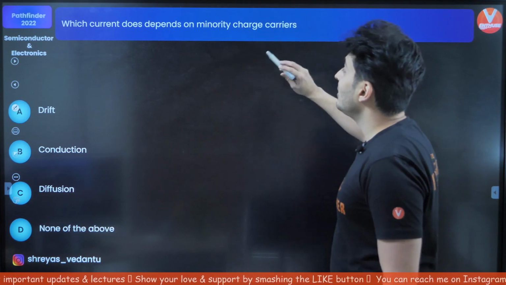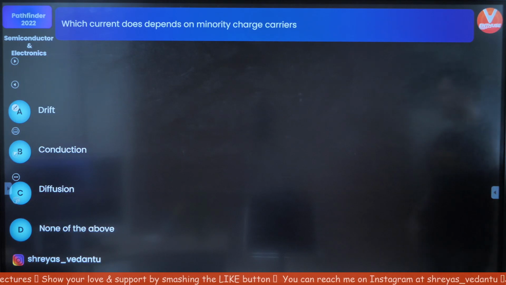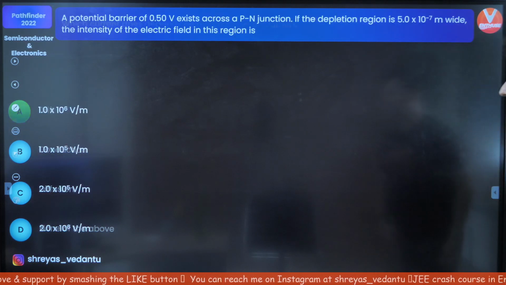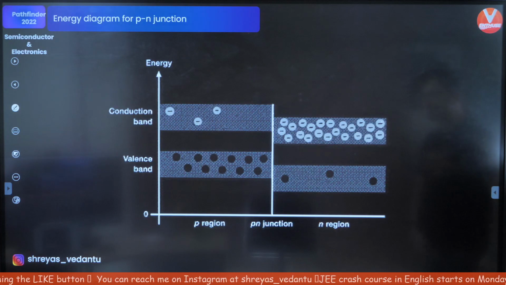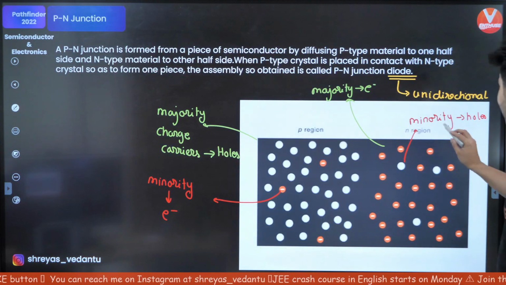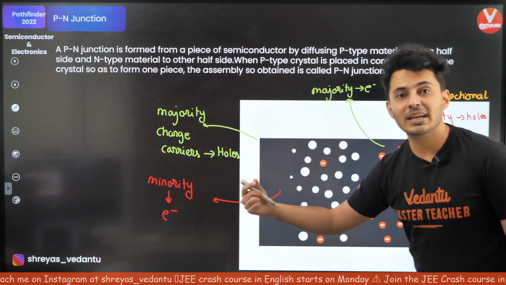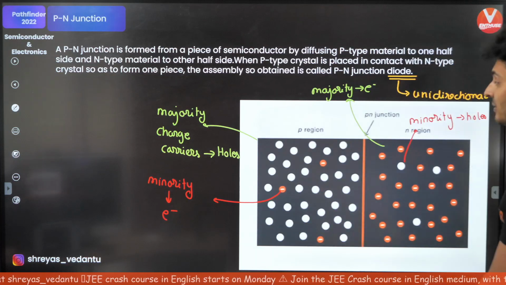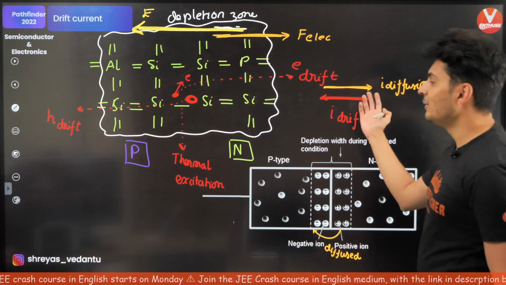Which current does depend on the minority charge carriers? Minority. The charges which are in minor number. Minority charge carriers. Come on, guys. If you remember correctly, I had told you before starting of PN junction, there are some minority charge carriers everywhere. Why do these minority charge carriers come? Because of thermal excitation. And which current depends on the thermal excitation? I just gave it to you.